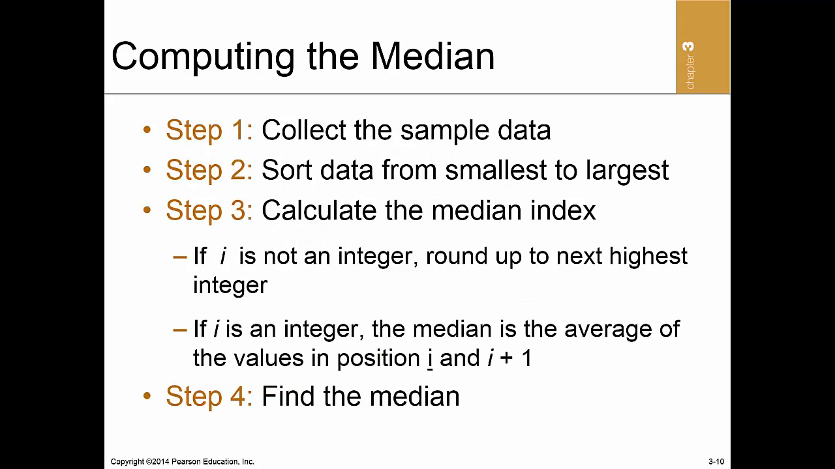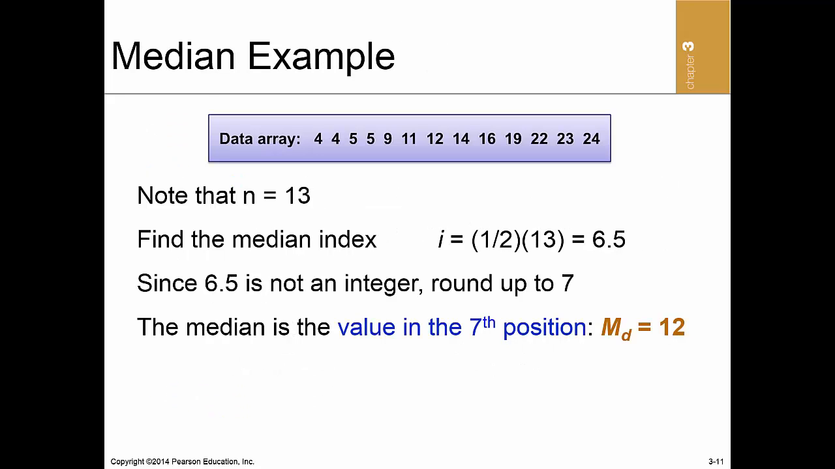When computing the median using the median index, it's particularly important to round up to the next highest integer if the index point is not an integer. If it is an integer, the median is the average of the values at the index point and the index point plus 1. In this example, we have a data array where n is equal to 13. Using the median index, the result is 6.5. Since this is not an integer, we round up and the median is the value at the 7th position. In this case, the value is 12.